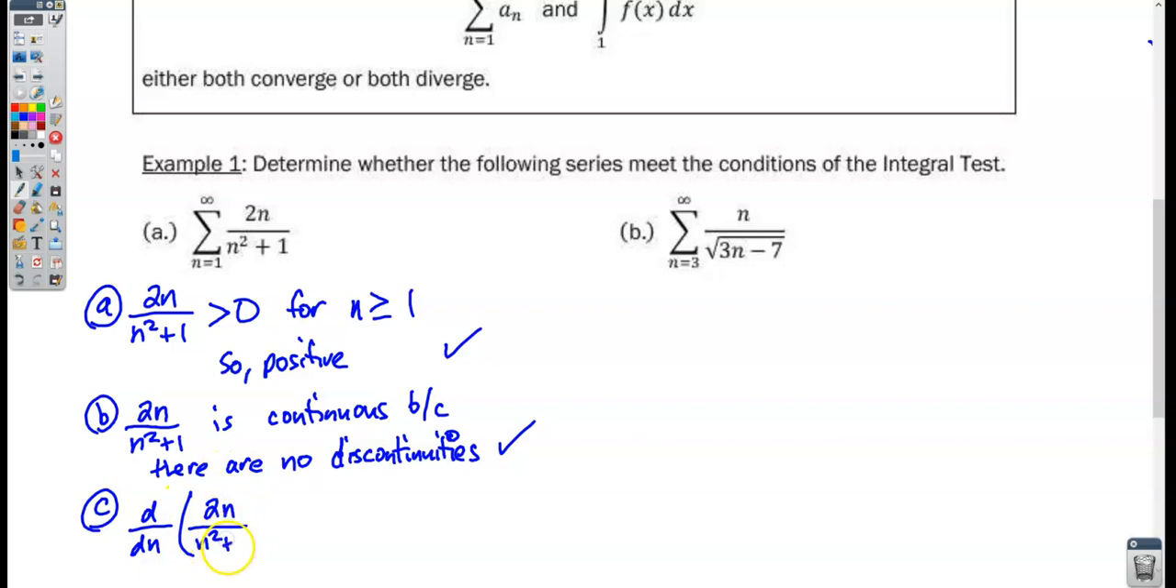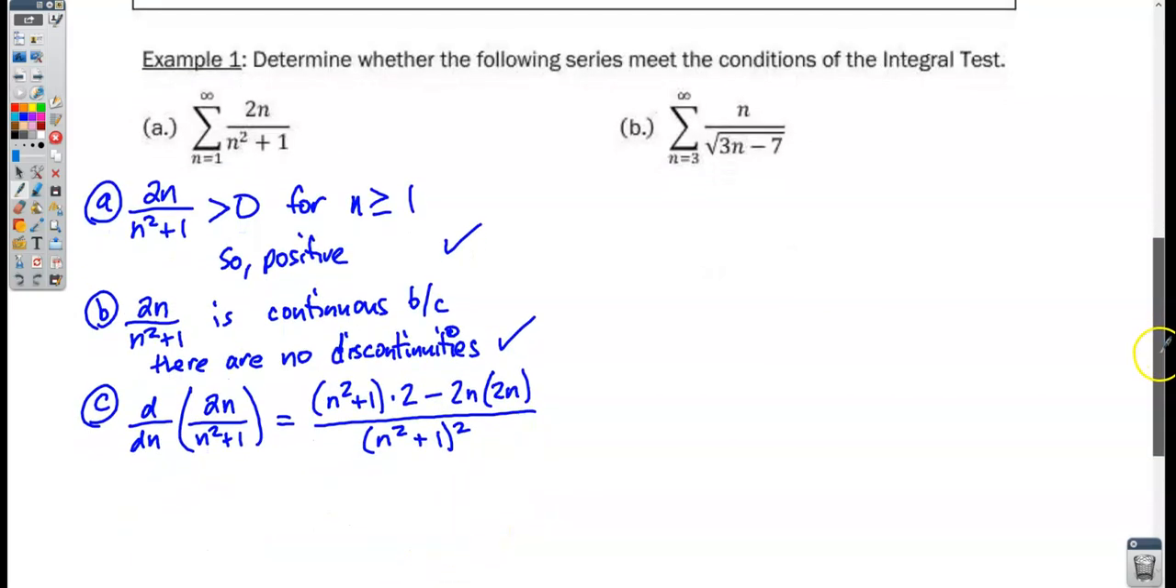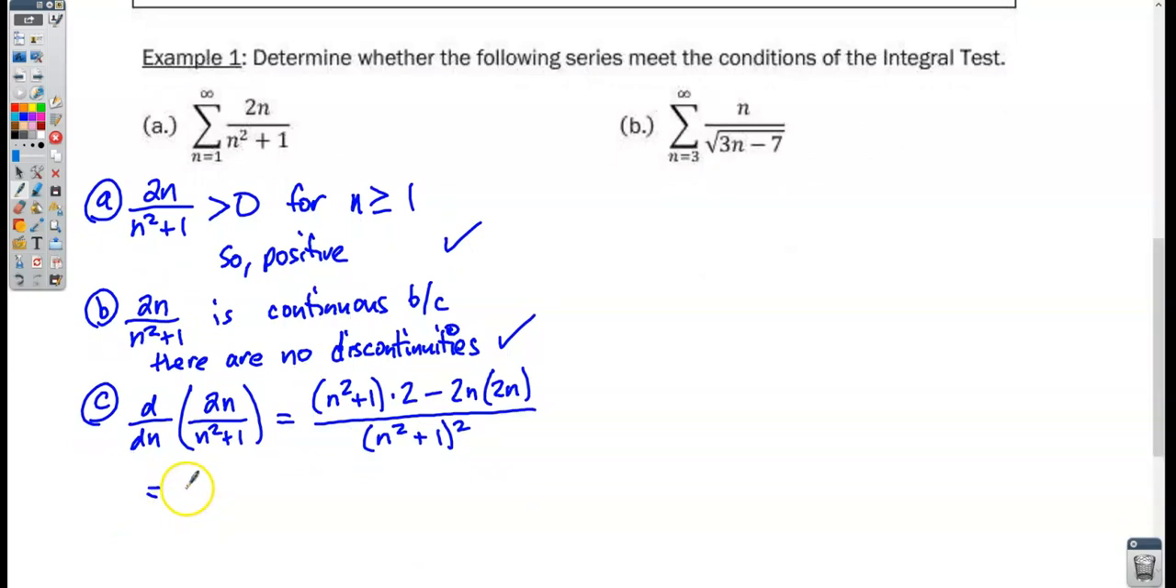And in order to take the derivative of this, we're going to use the quotient rule. So we've got low times the derivative of high minus high times the derivative of low, square the bottom, and away we go. All right, and simplifying this algebraically, that gives us 2n squared plus 2 minus 4n squared all over n squared plus 1, the quantity squared. So that gives us 2 minus 2n squared all over n squared plus 1, quantity squared.